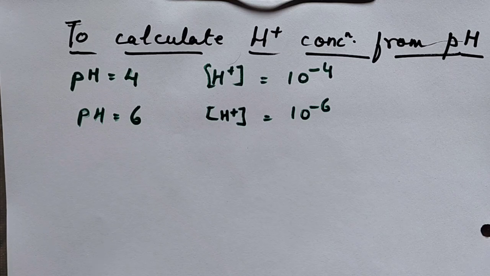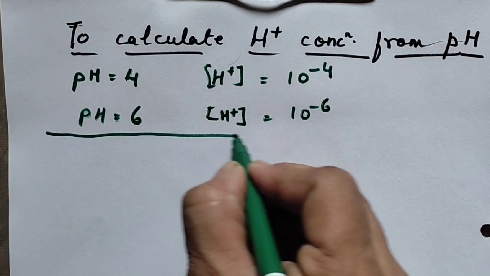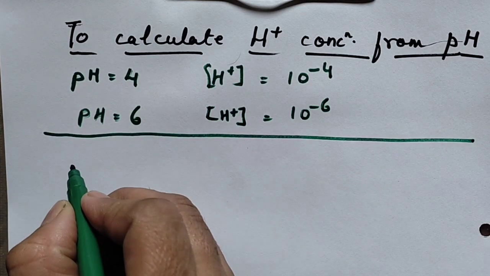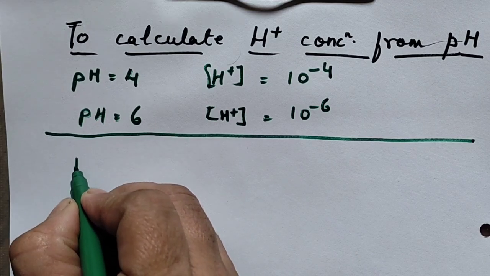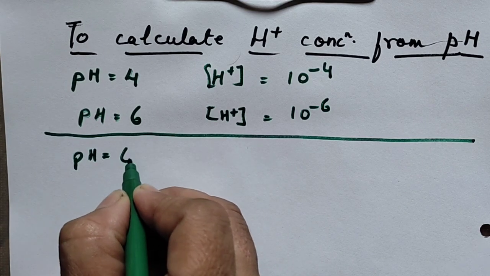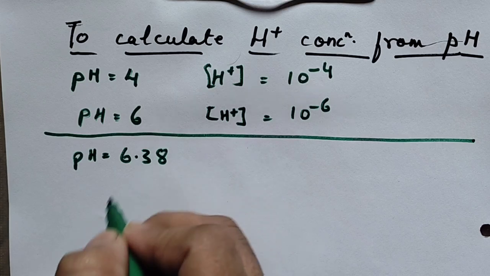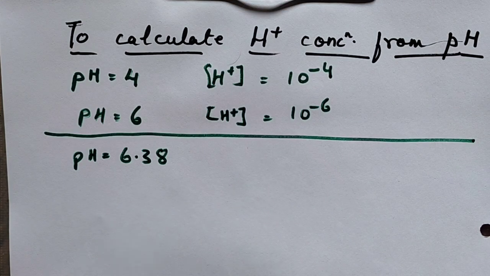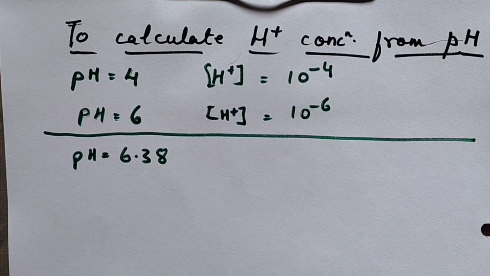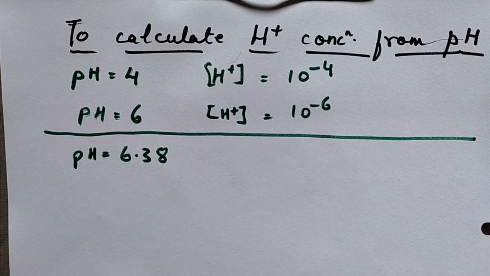But in case you see that the pH is not a whole number, suppose the pH value is given as 6.38, and you are asked to calculate the hydrogen ion concentration. Then in these cases, you cannot write it as 10 to the power minus 6.38. So what is to be done? What steps have to be taken? I'll be explaining that.